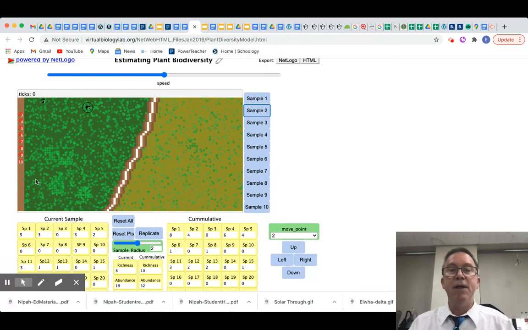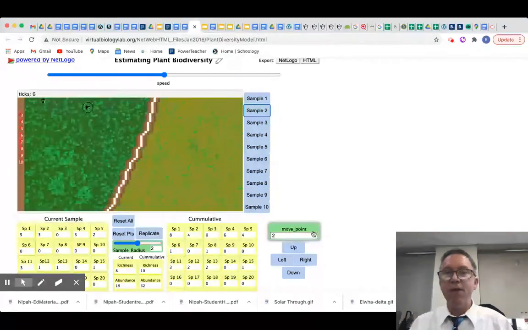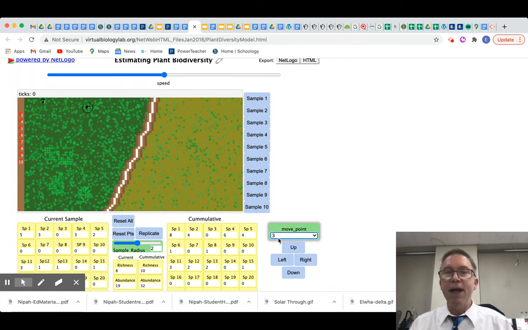I could do this for as many samples as I want to take, in whichever order I want. By the way, if I wanted to move 3 into this one over here, instead of going all the way over here, I can just go to the left. Watch. And now here I am right here. But I'm not going to sample this one.